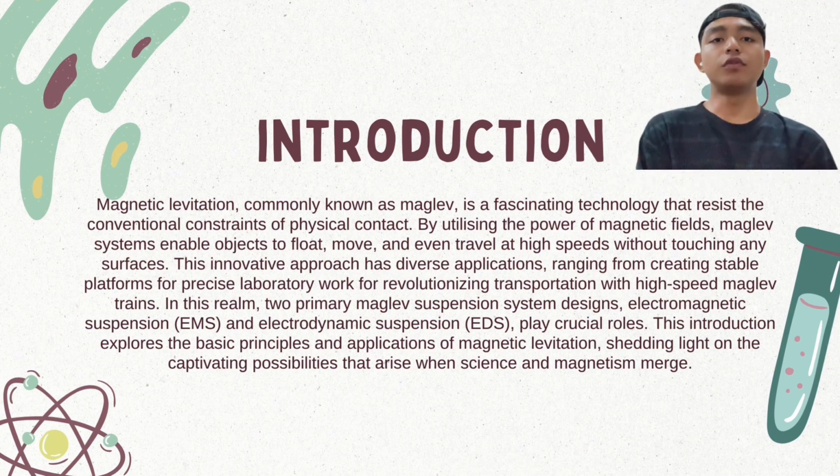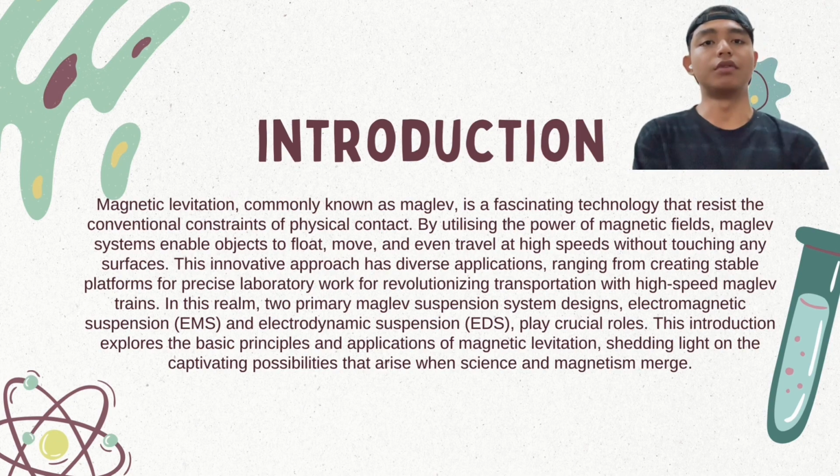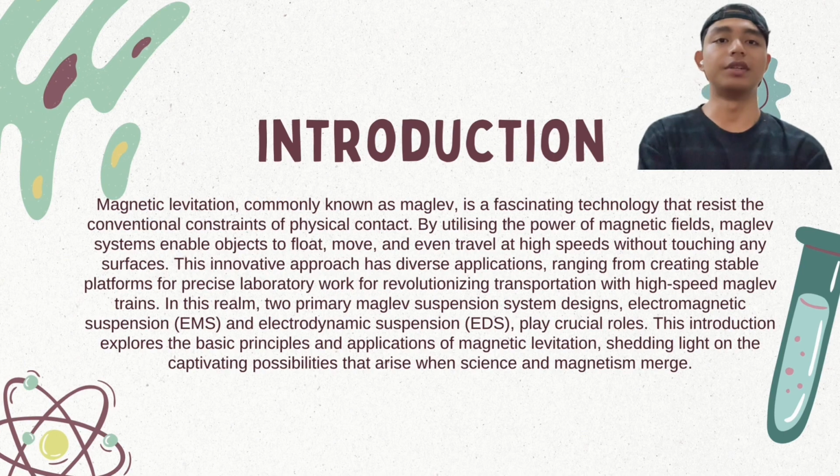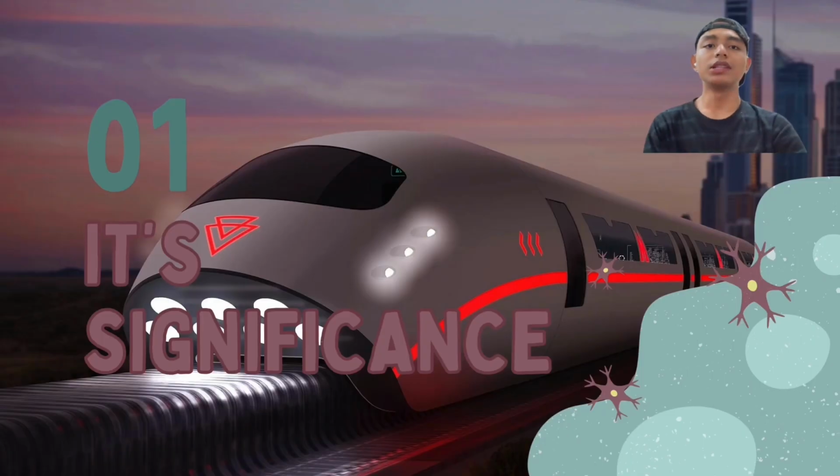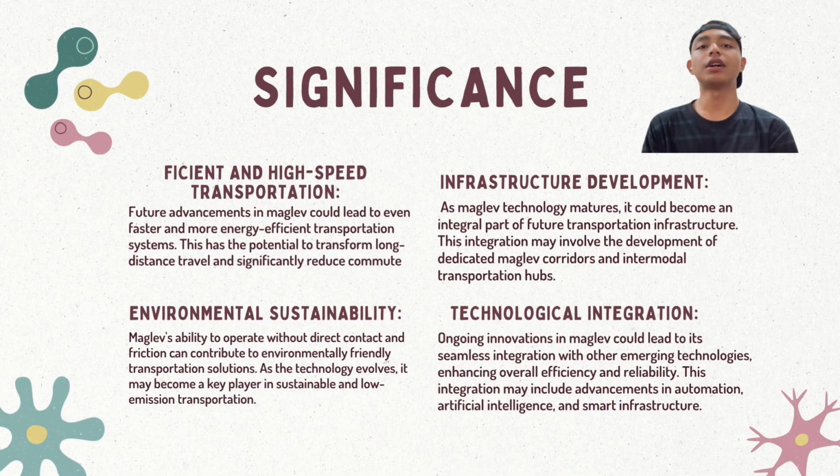In this role, 2 primary maglev suspension systems, electromagnetic suspension (EMS) and electrodynamic suspension (EDS), play crucial roles. This introduction explores the basic principles and applications of magnetic levitation, shedding light on the captivating possibilities that arise when science and magnetism merge. Its significance: firstly, efficient and high-speed transportation. Future advancement in maglev could lead to even faster and more energy-efficient transportation systems. This has the potential to transform long-distance travel and significantly reduce commute times.